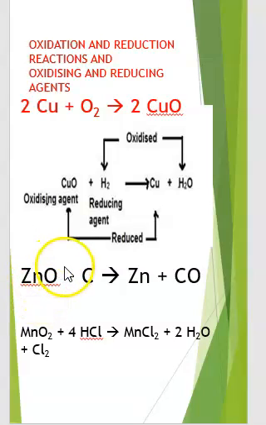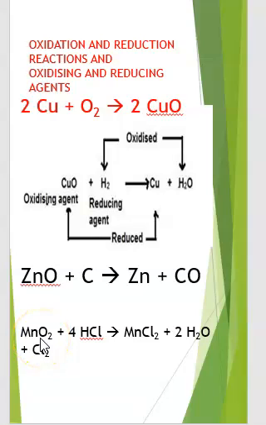When zinc oxide combines with carbon, now this zinc oxide is reduced because you are removing oxygen from this, right? So zinc oxide is reduced to zinc and carbon gets oxidized. You can see here carbon monoxide is formed, so carbon gets oxidized.